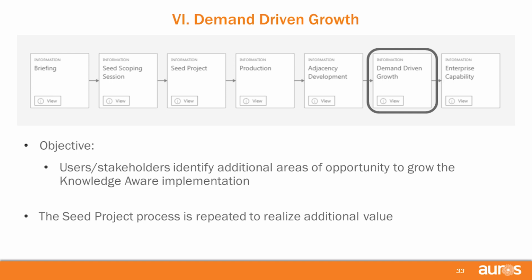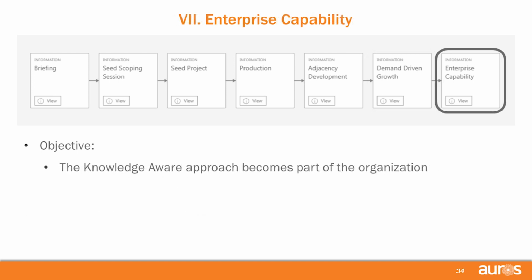Demand-driven growth is very similar to adjacency development. The difference is that it's the users or the stakeholders who are identifying these areas of opportunity and trying to grow the implementation. So again, the seed project process is repeated and additional value is realized. The result of demand-driven growth is enterprise capability. The objective is that the knowledge-aware approach becomes part of the organization.